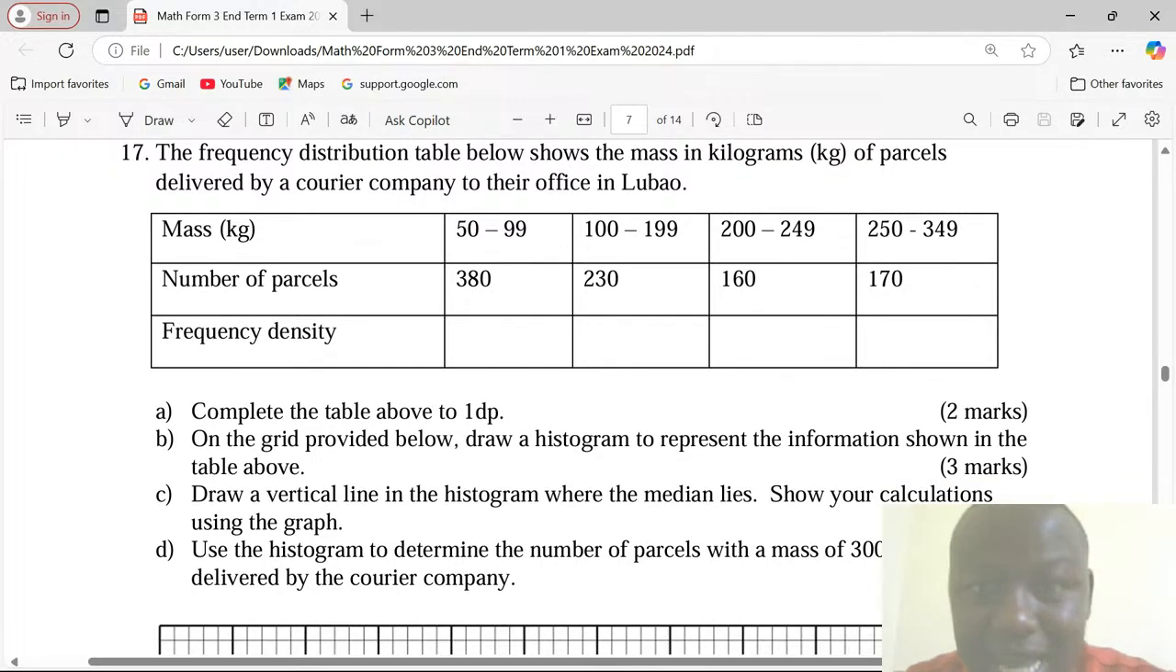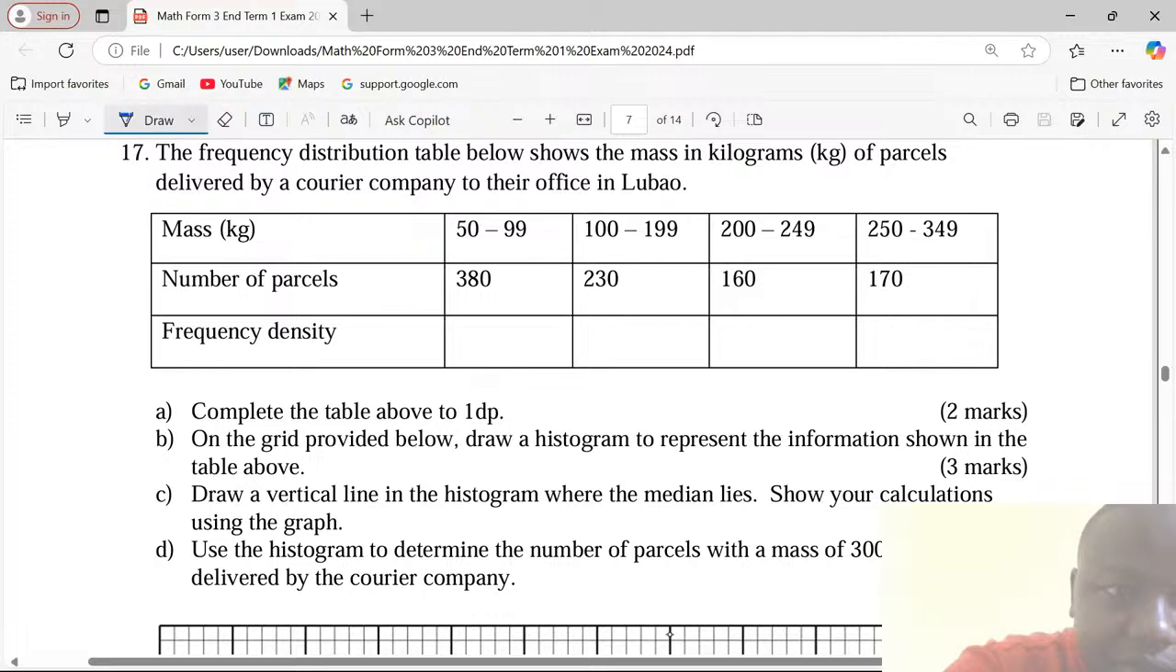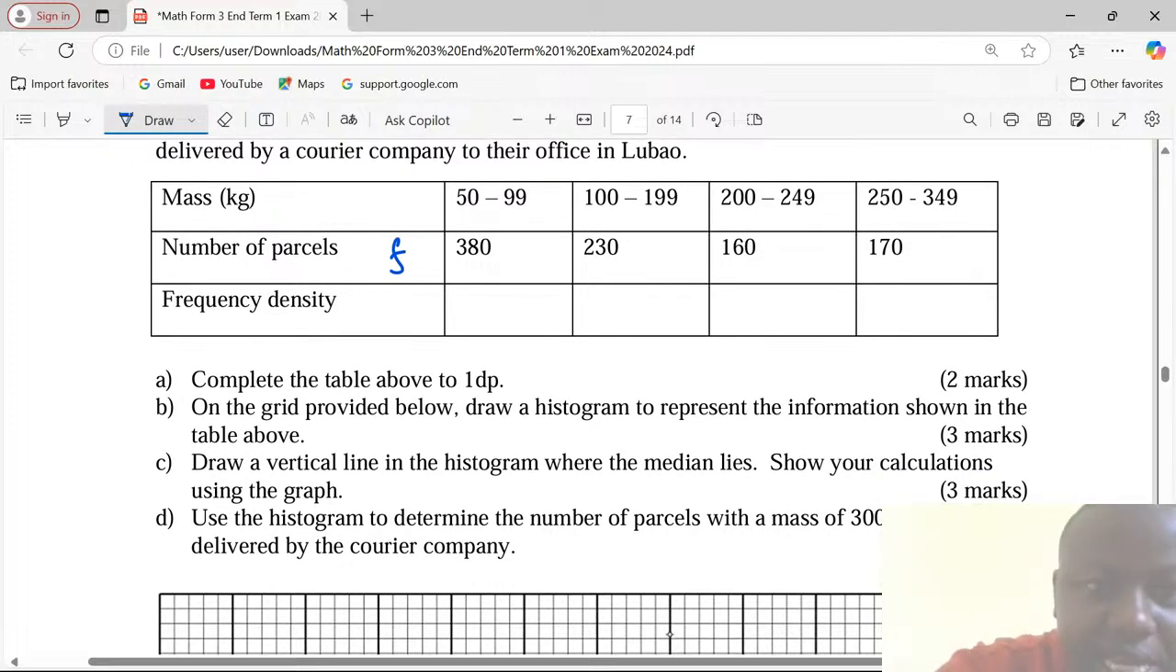The masses are in classes 50 to 99, 100 to 199, 200 to 249, 250 to 349. Something you can conclude from this kind of data is that the classes are not uniform. They are not equal in sizes. Then we have number of parcels, which is, for this case, the frequency. Then we have a frequency density, which is now blank, and we're supposed to calculate.